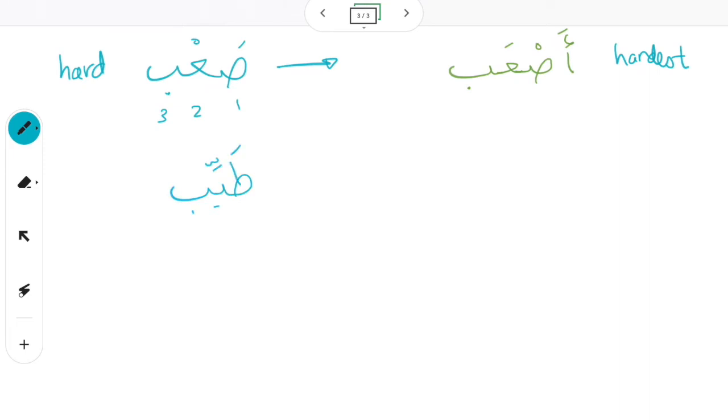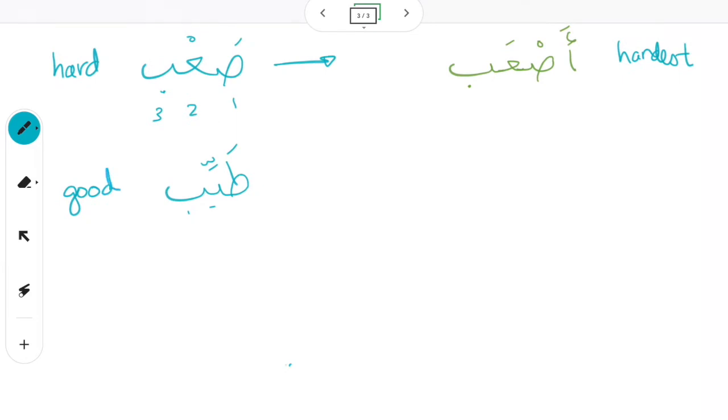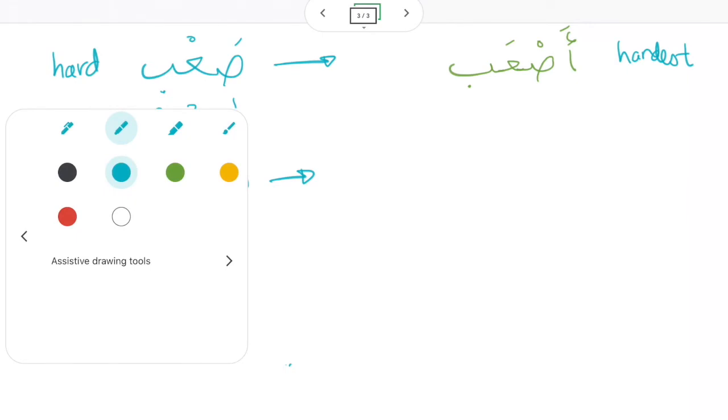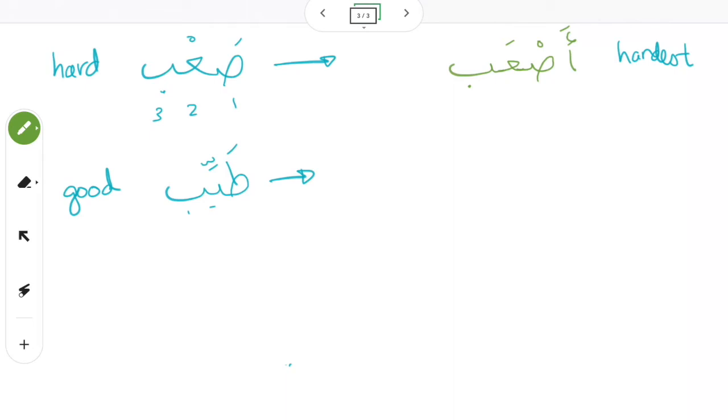Let's do another one. Tayyib, meaning good. Tayyib, we want to say the best, or the most delicious if you're talking about food. So here you have a ya that has a shadda. So we're going to take out one of those and we're just going to use ta, the letter ya, and the letter ba. Those are the root letters. So we're going to get alif hamza. Ta has a sukoon. Ya has a fatha. And ba, atyab. Atyab. Okay.